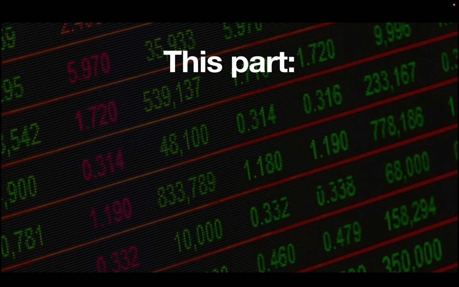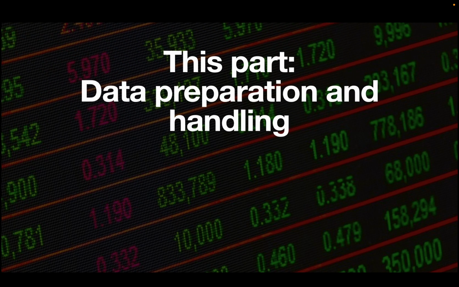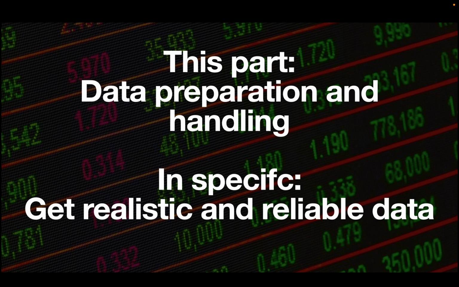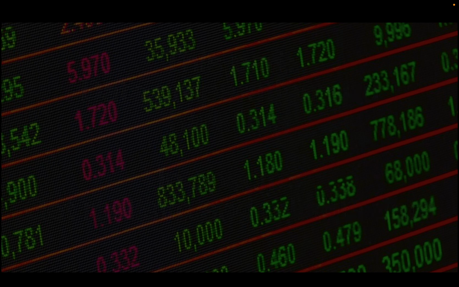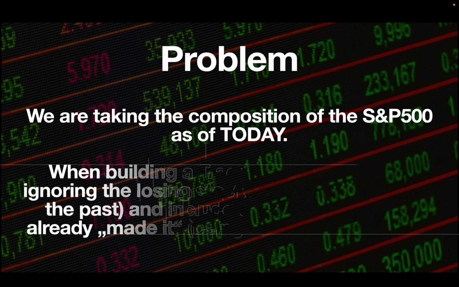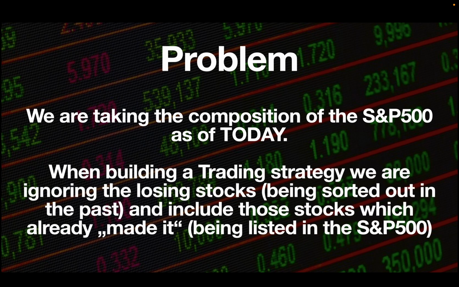In this part, we are focusing on the data, so data preparation and handling. In specific, the goal is to get realistic and reliable data. The problem is, we are pulling the composition of the S&P 500 as of today. With that, we are ignoring the losing stocks because they've been thrown out of the S&P in the past, and we are including those stocks which already made it in the S&P even before they were in the S&P. This whole concept is called survivorship bias and has a distinct impact on a trading strategy.